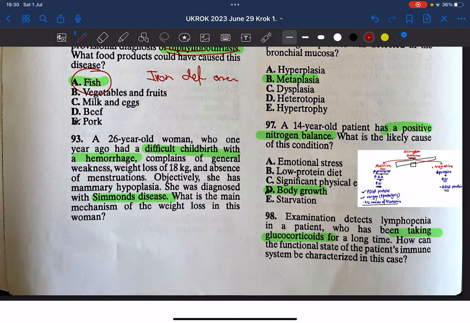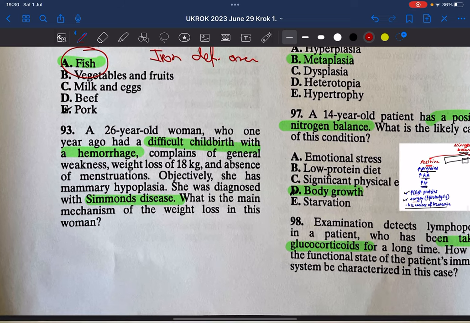We have a woman who had a difficult childbirth with hemorrhage and complains of weakness, weight loss of 18 kilos, and loss of hair. She has mammary hypoplasia and was diagnosed with Simmonds' disease. Basically, Simmonds' disease means hypopituitarism. What is the main mechanism of the weight loss in this woman?